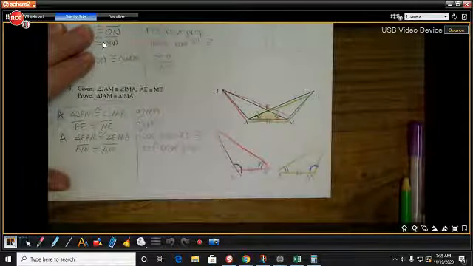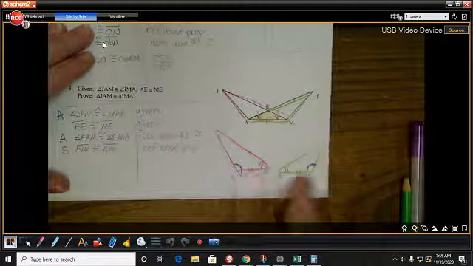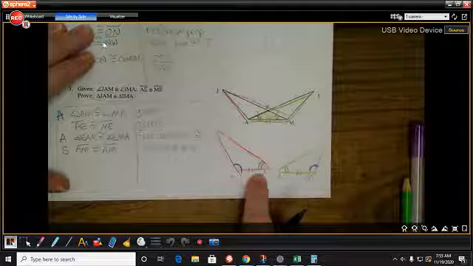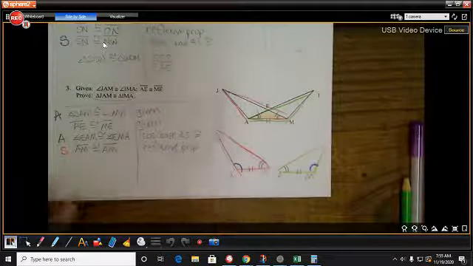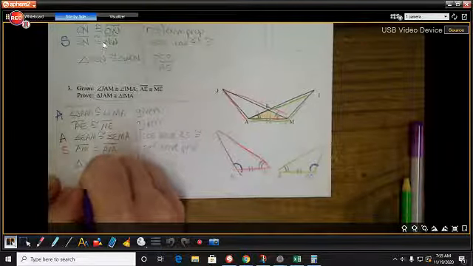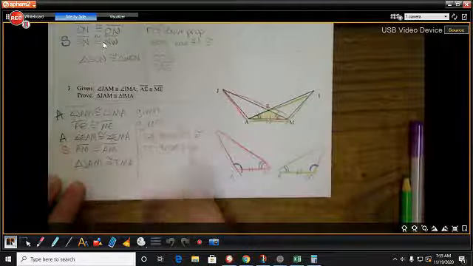And now that gives me another side that is congruent in each of these triangles. And so you go, okay, now I have 3 pieces. How are they arranged in my triangle so that I can say that triangle JAM is congruent to triangle IMA?